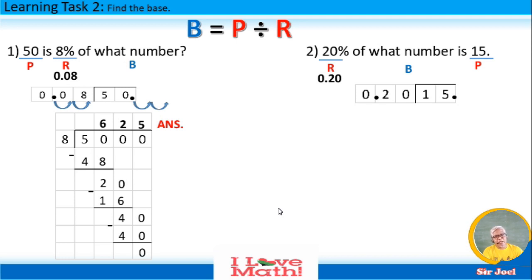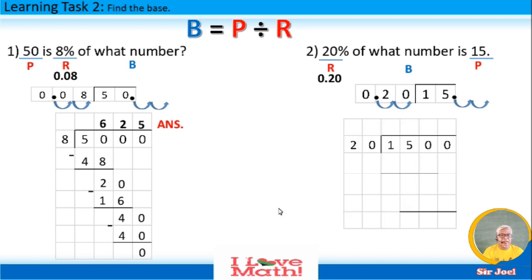Dahil may decimal point tayo sa labas, i-move siya to the right. Ilang beses? 2. Hanggang sa makarating sa dulo. Sa loob, 2 beses din tayong mag-move. Ano ngayon ang ating problem? It is now 1,500 divided by 20. So, let us solve.